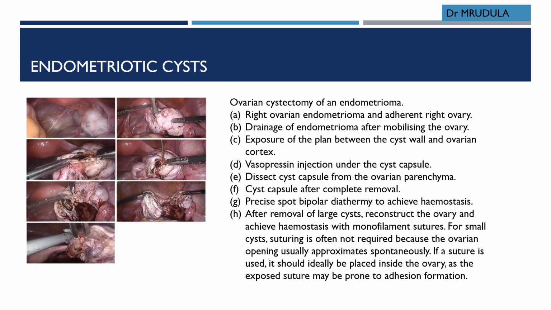Now coming to the endometriotic cyst, here you can see this is the first picture where there is an ovarian endometrioma and it is associated with adhesions. So first you have to release the adhesions, mobilize the ovary and drain the endometrioma first. Take an incision on the antimesenteric border, drain the endometriotic fluid, then try again to obtain a cleavage plane. But obtaining a cleavage plane in an endometriotic cyst is very difficult.